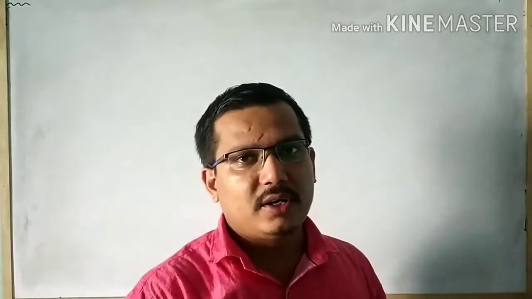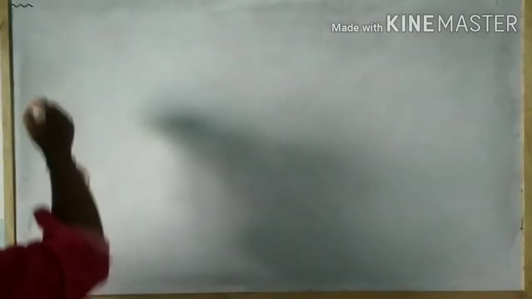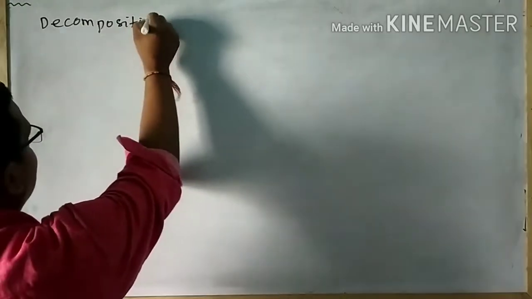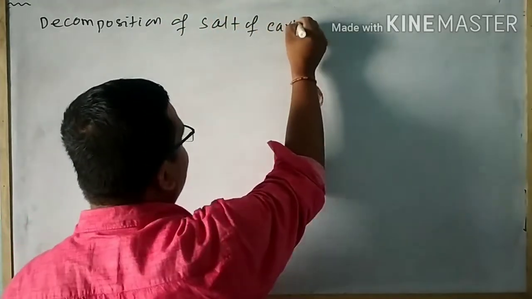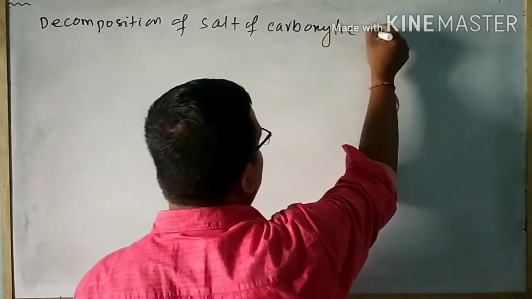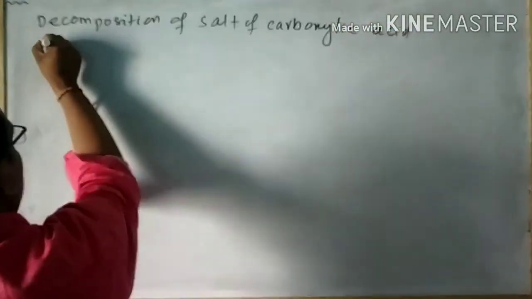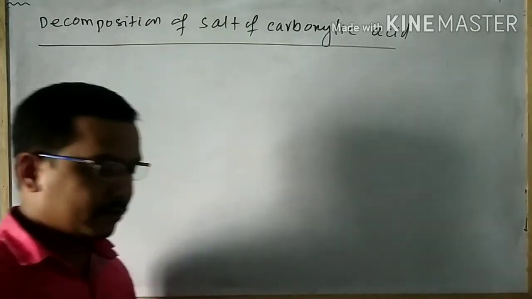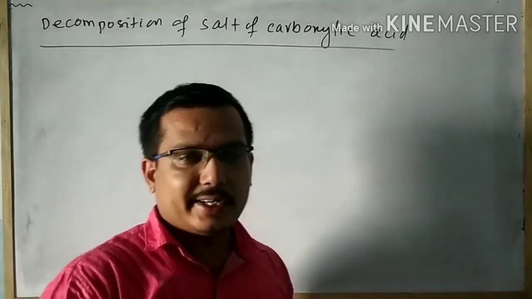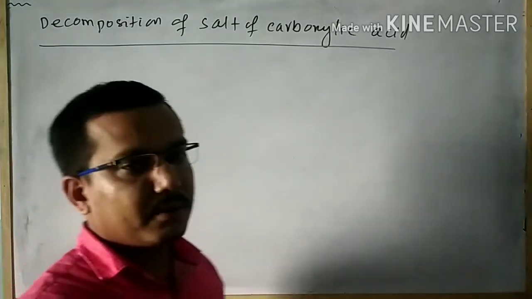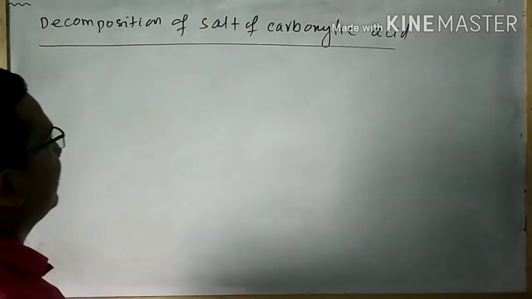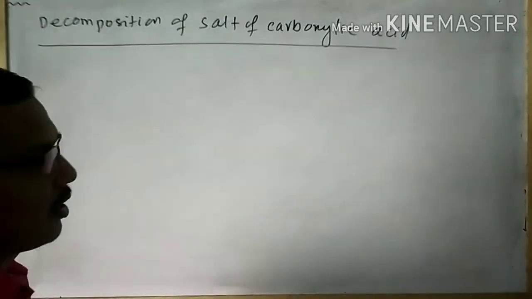Next, I will discuss the decomposition of salt of carboxylic acid. Decomposition of salt of carboxylic acid. This is already done in the aldehyde ketone chapter. In this case, salt of carboxylic acid is taken and it is subjected to dry distillation.